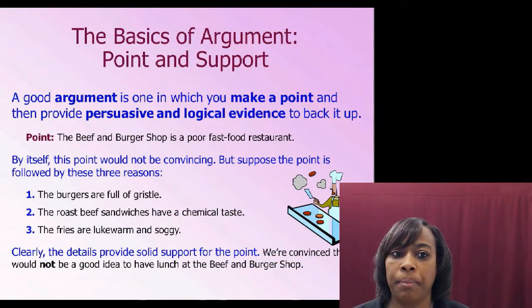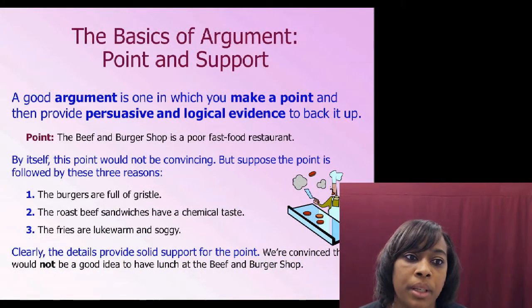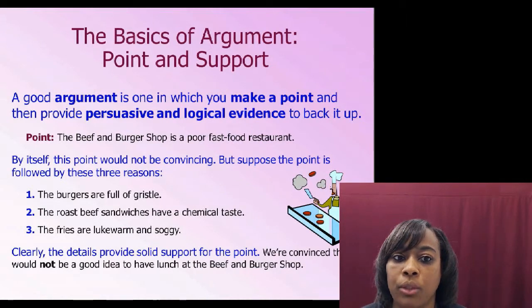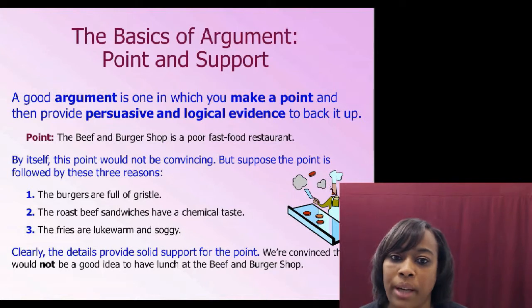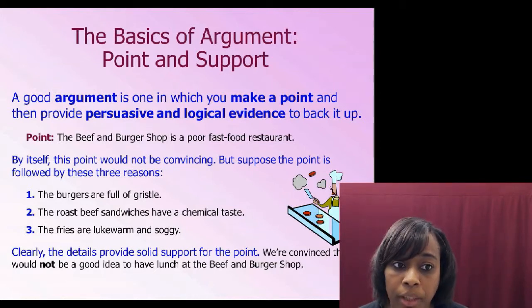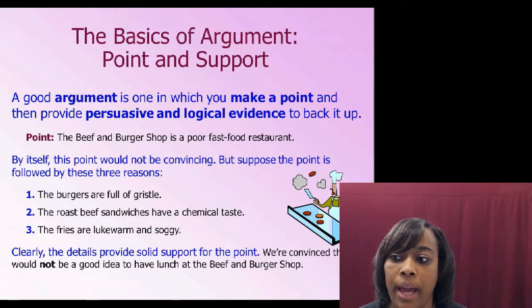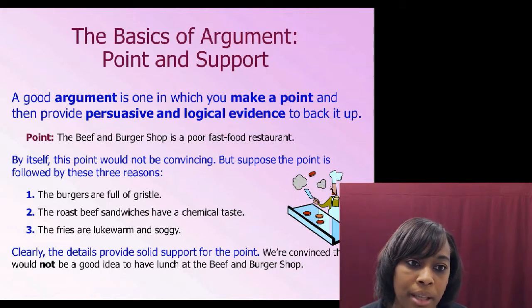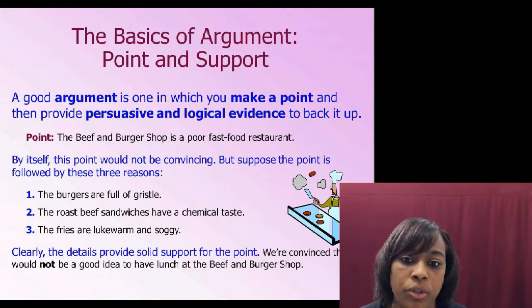So we have some basic points of support. The first thing you need to know is that a good argument is one in which you make a point, and then you provide logical evidence to back it up. So you could say that you are trying to persuade the person to believe your argument by giving them logical evidence. For instance, in this statement, the point is the Beef and Burger Shop is a poor fast food restaurant. Well, if I don't back this up with evidence, how do you know that it's a poor restaurant? Just by me stating this point does not justify that this is a poor or terrible restaurant.